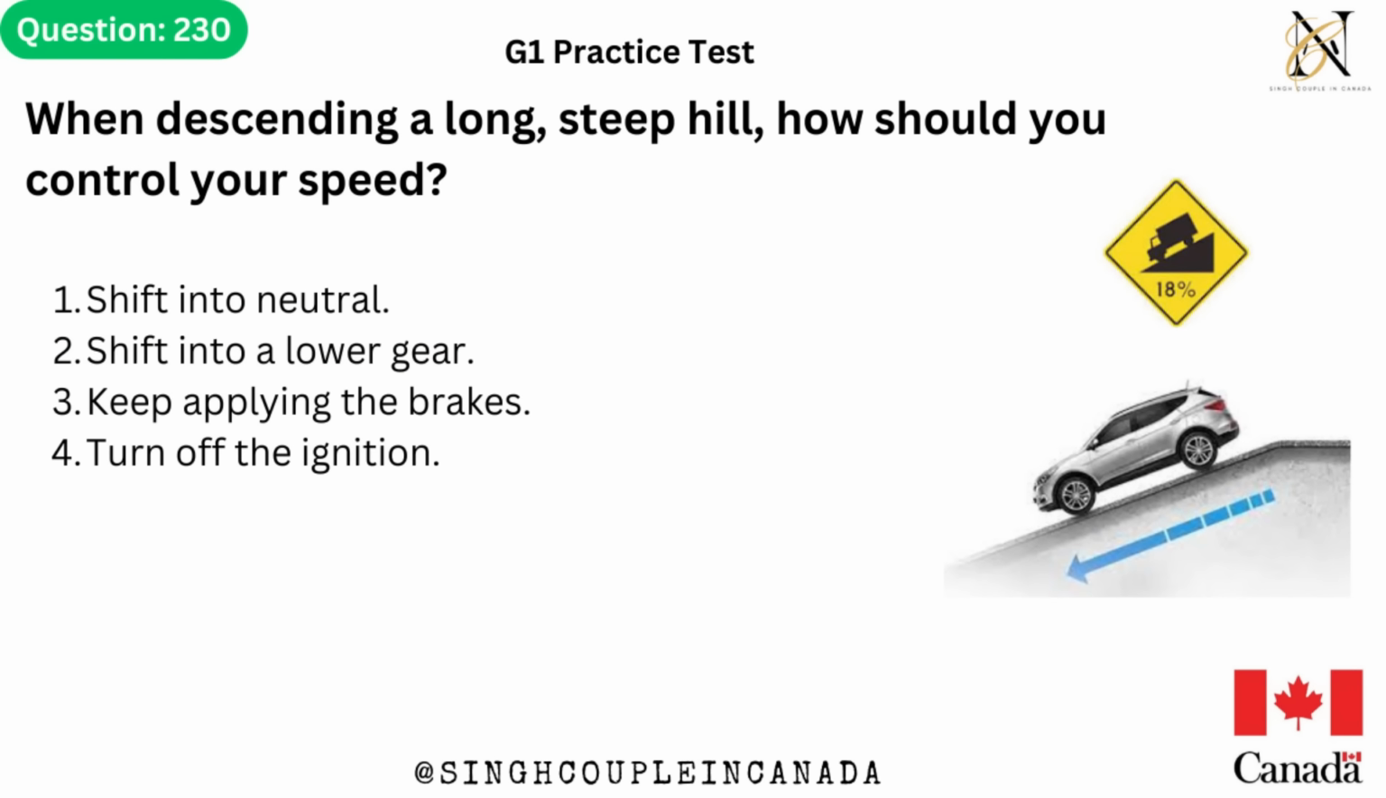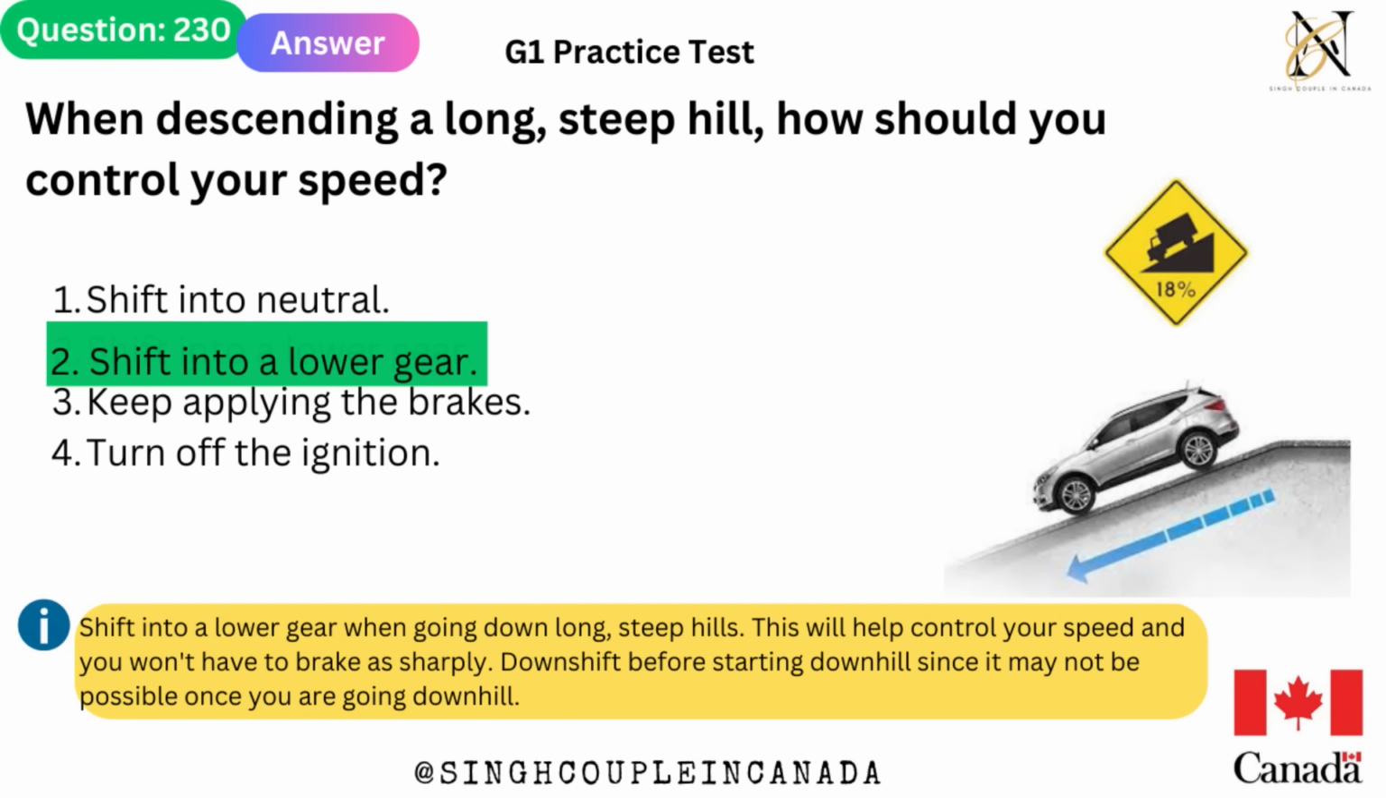1. Shift into neutral. 2. Shift into a lower gear. 3. Keep applying the brakes. 4. Turn off the ignition. The answer is 2. Shift into a lower gear. Shift into a lower gear when going down long, steep hills. This will help control your speed and you won't have to brake as sharply. Downshift before starting downhill since it may not be possible once you are going downhill.